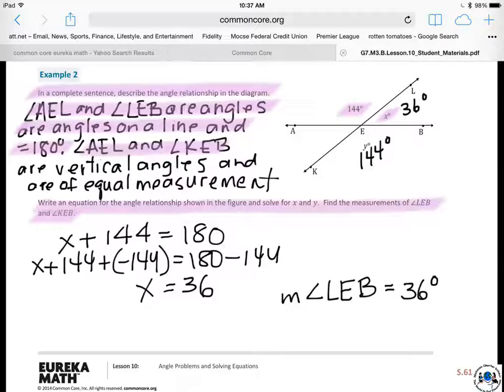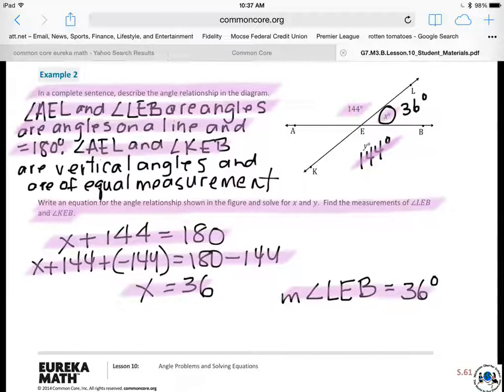Okay, so here we go. Real simple. It's the simplest one of all, right? We already figured out that that was 144 because we know that they're vertical, and therefore they are equal. So all we needed to do is use the angles on a line formula, which is right here: x plus 144 equals 180. Take away the 144 from both sides, and we end up with x equals 36. So this was simply a simple x. We could substitute that in right now: 36 degrees, and we can write that right here.